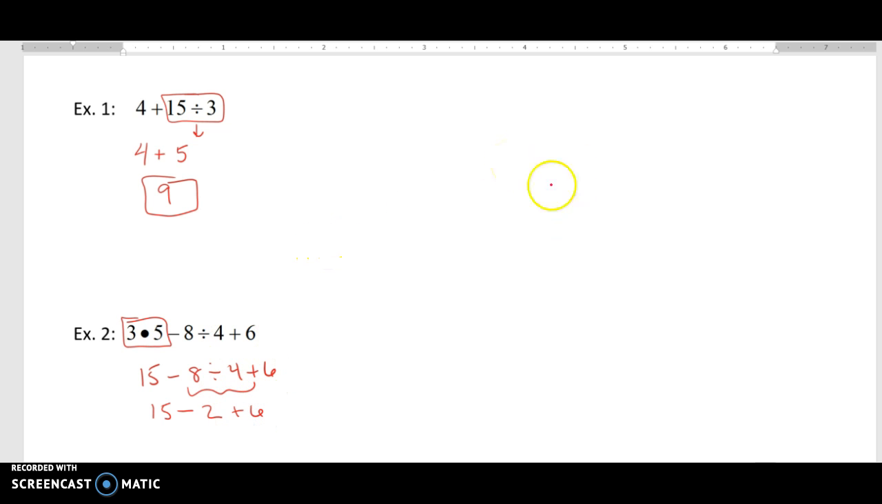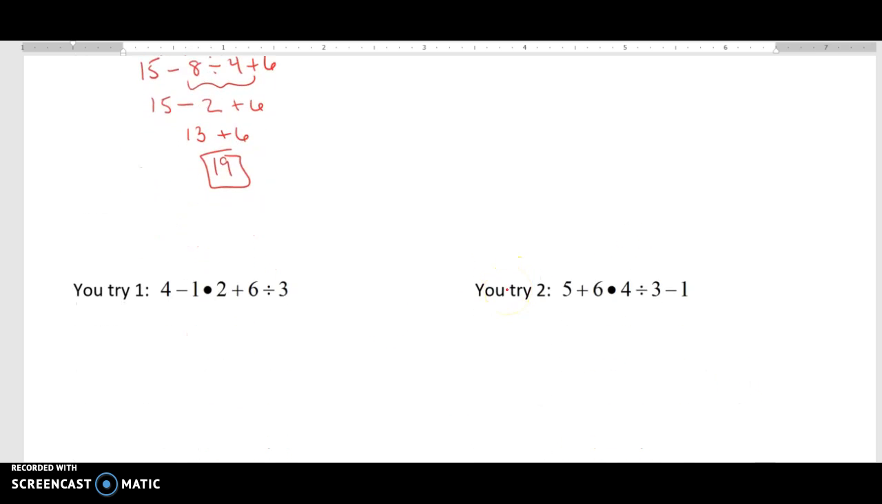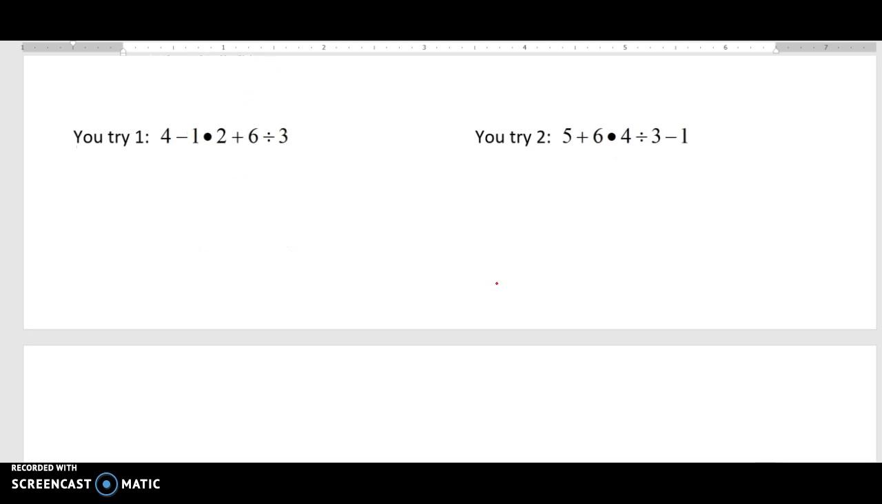Now I'm down to addition and subtraction. So I'm going to stop. 15 minus 2 is 13. 13 plus 6 is 19. Okay. So you kind of have to follow this order. Okay, so what I want you to do is I want you to pause the video, do the 2 you try problems, and then come back and check your answer.